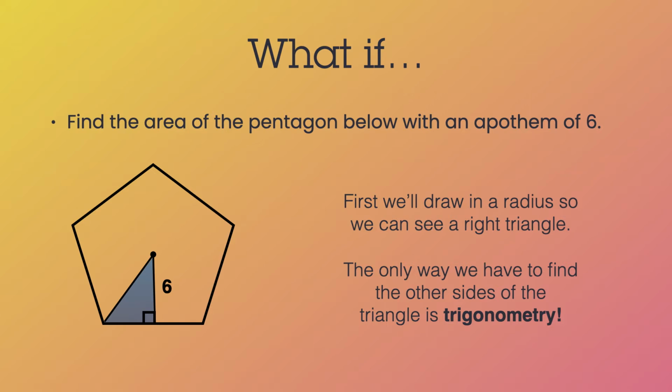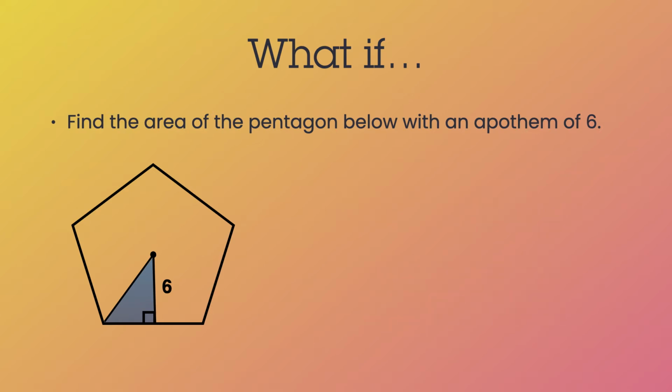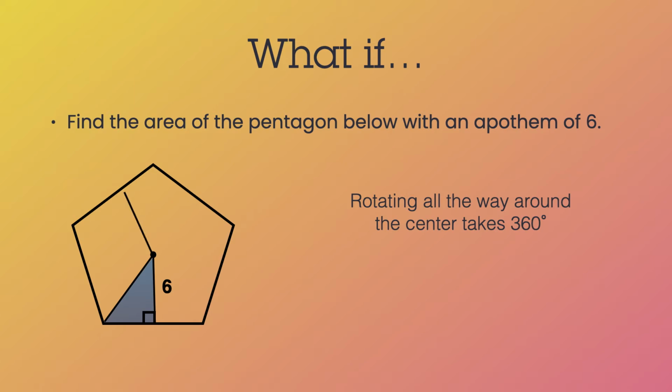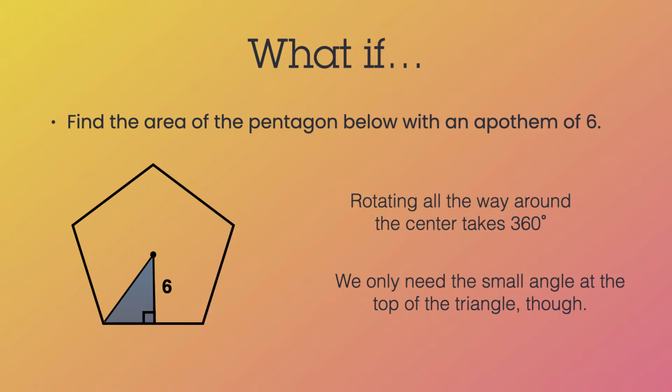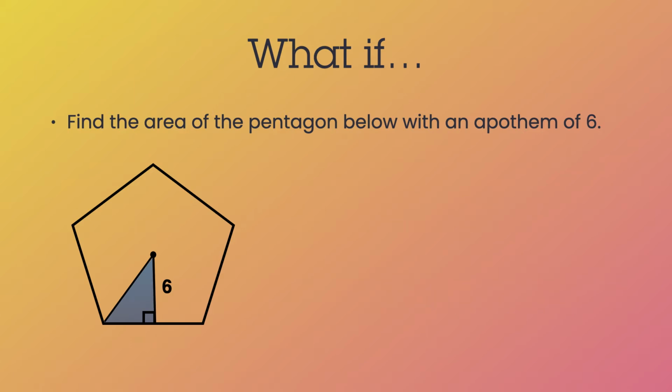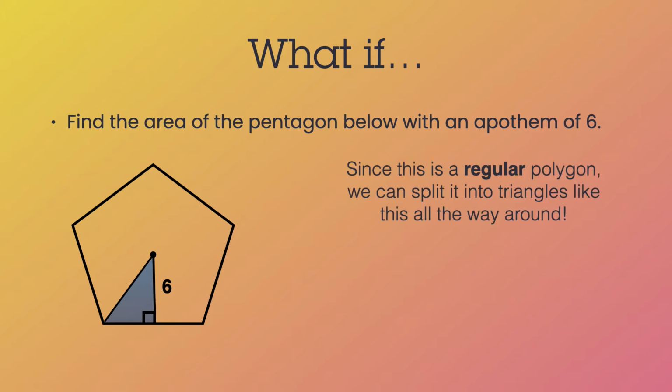But if you remember, for trigonometry, we need to compare the side with an angle. So really, our next step is to find one of the angles inside this triangle. So think about the entire shape with me. If we rotate all the way around the center, that takes 360 degrees. That's the full rotation. But we just need the little angle up at the top of the triangle. So we have to think about how many of those triangles there would be.